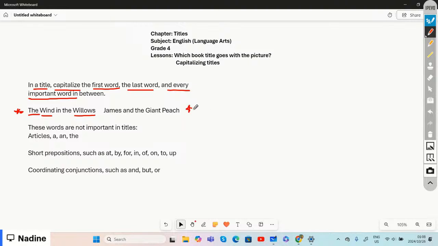And then if we look at the next one, James and the Giant Peach. James is the first word that needs to be capitalized. The last word, peach, needs to be capitalized. And every other important word in between needs to be capitalized, such as giant, because that book title tells us that the book is about James, who is our main character, and the giant peach.